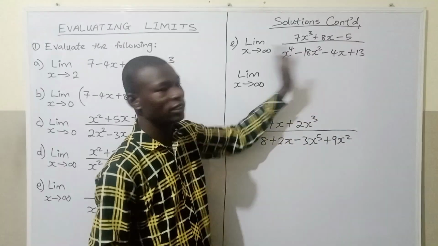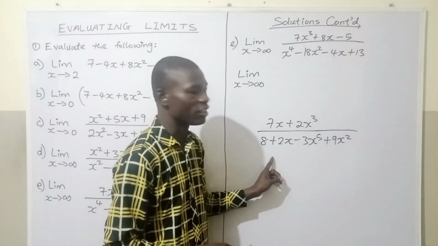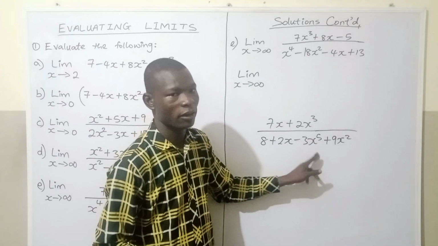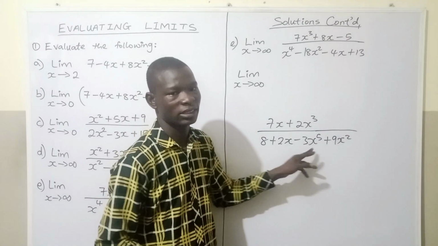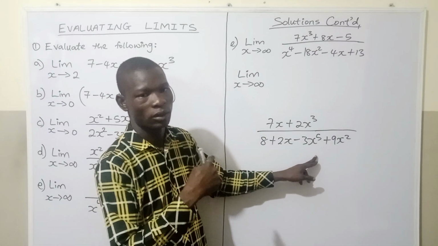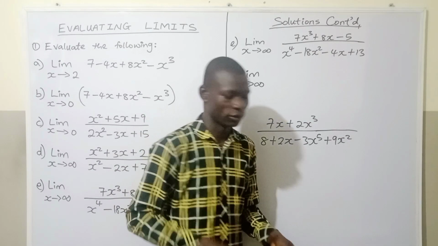So when you want to divide the numerator and the denominator, what are you going to divide by? You are not going to divide by 8, but you are going to divide by what? X raised to power 5. You are dividing by x raised to power 5 because that is the term carrying the highest power of x. So please take note of that in case you are working on any question of your own. Please take note.